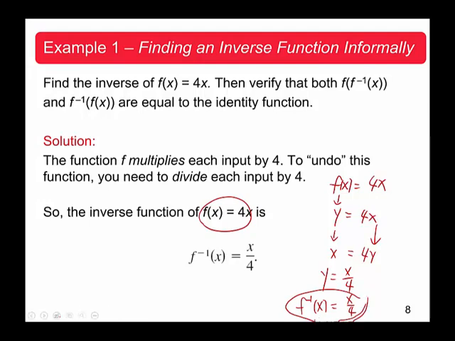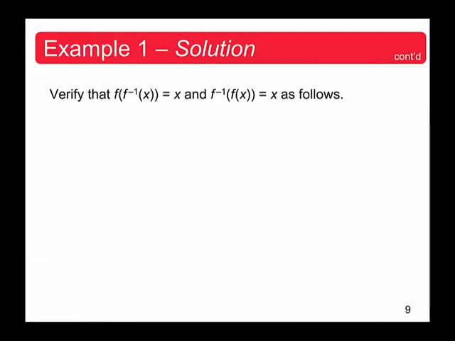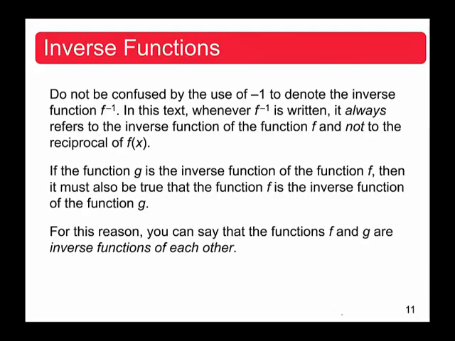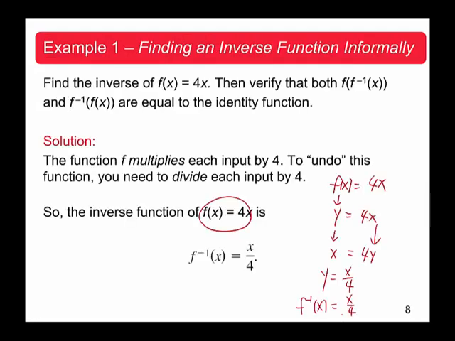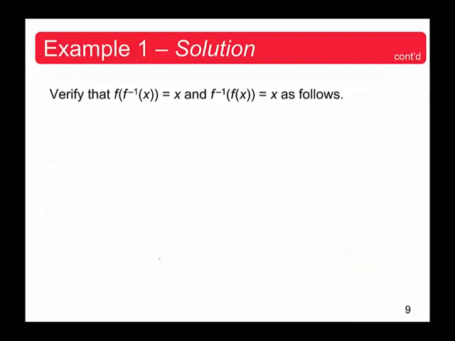Yeah, so that's how we end up with this inverse function if you do it algebraically. But intuitively, you see, since they undo each other, we know that it must be x over 4 to be the inverse function. Okay, so you get the inverse function. Now we just have to verify that f of x equals 4x, and the inverse function equals x over 4.